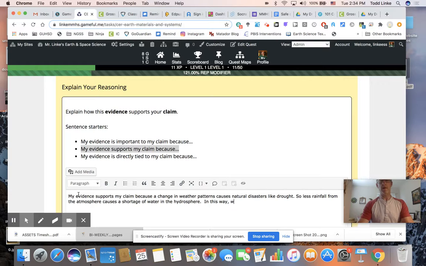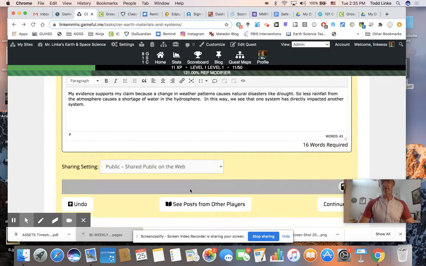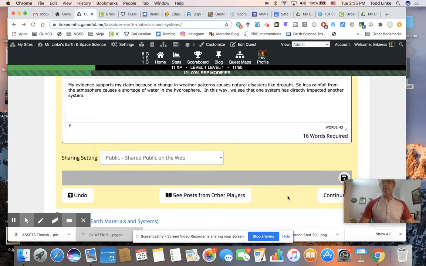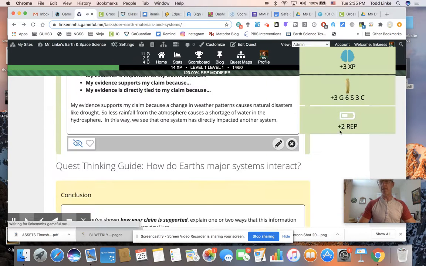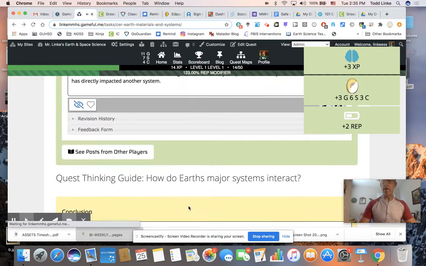In this way, we see that one system has directly impacted another system. So now I've demonstrated how drought is an example of how two systems interact with one another and how one affects the other, which was my original claim. Okay? All right, I'll keep it public. Hit continue. How much do I get? Yeah, nice. Racking up the loot.